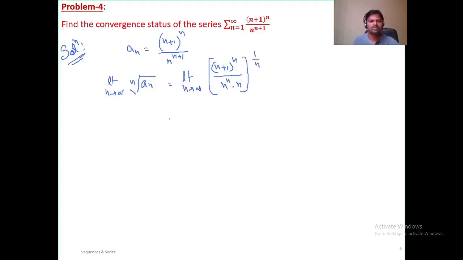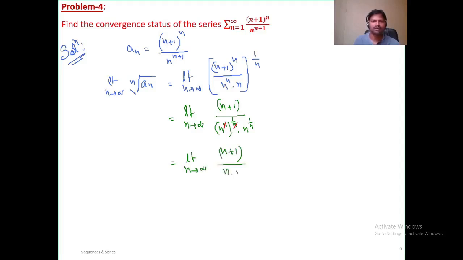Now this will be limit n becomes large. Apply power 1 by n to both numerator and denominator. So therefore only n plus 1 will remain in the numerator, because this n and this n cancel out. And the same 1 by n applied to the denominator: n power n whole power 1 by n, into n power 1 by n. Again this n cancels out. So what remains is limit n becomes large, numerator n plus 1 and denominator n into n to the power of 1 by n.